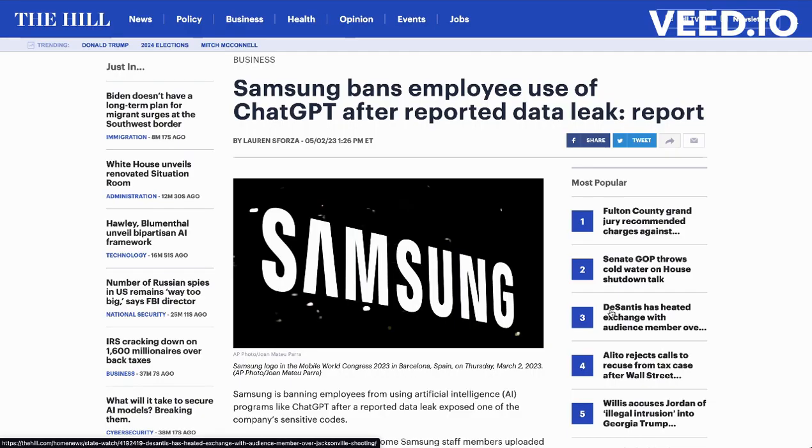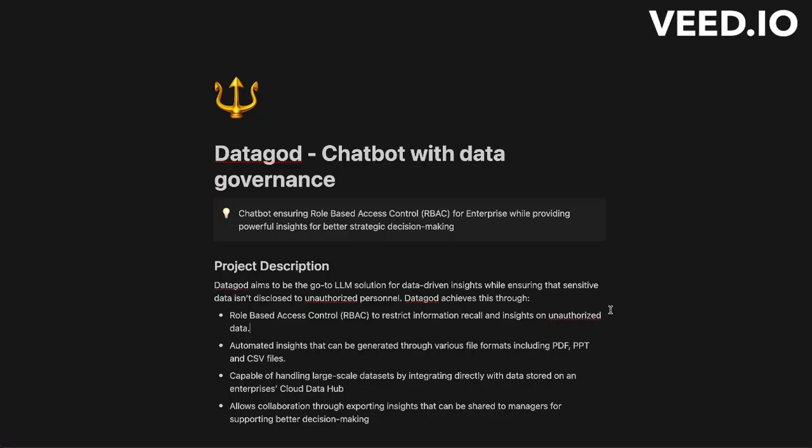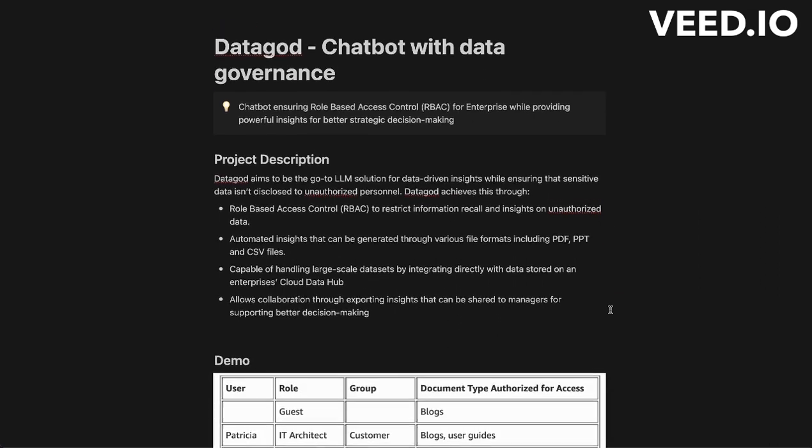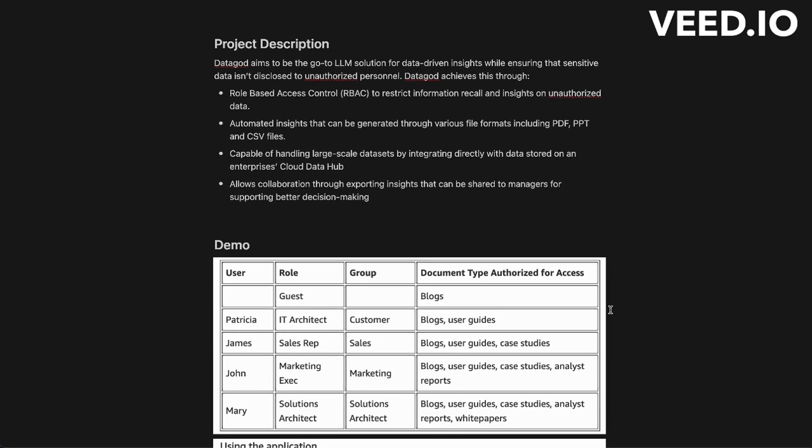Samsung banned an employee for use of ChatGPT over corporate data. We believe that data governance shouldn't abstain people from using productivity and technology tools. And that's why we built Datagod with two things in mind. First is security and governance.